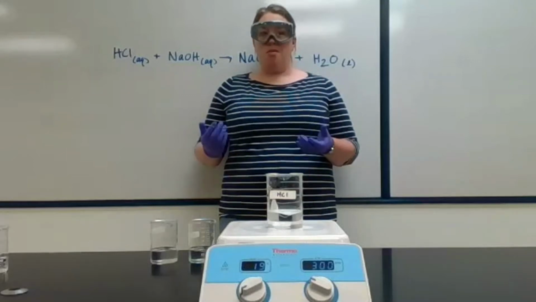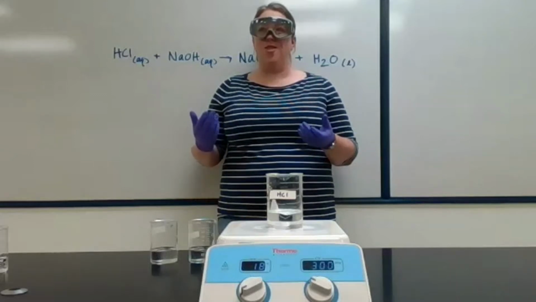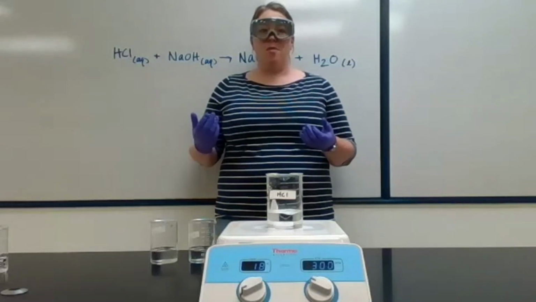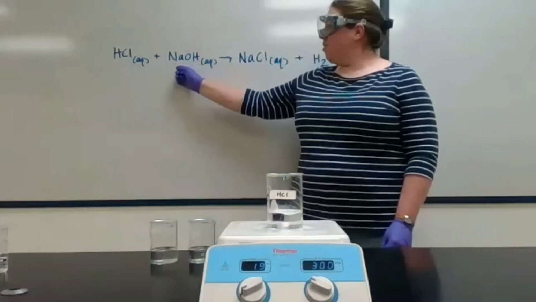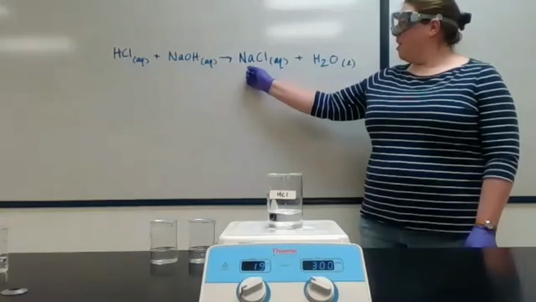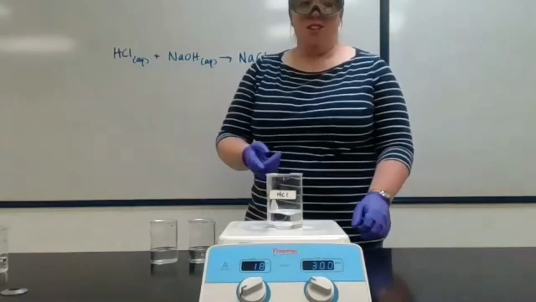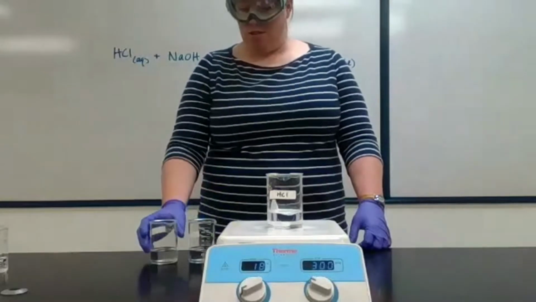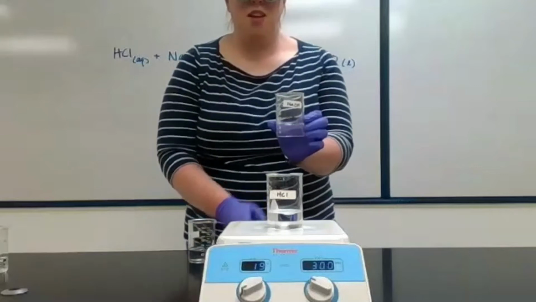But I'm going to show you a reaction today that has a different kind of sign to show that it's happened, a temperature change. Here's the reaction. Hydrochloric acid and sodium hydroxide produce sodium chloride, salt, and water. Here I have some HCl, hydrochloric acid, stirring on the stir plate. Now I'm going to add some NaOH.